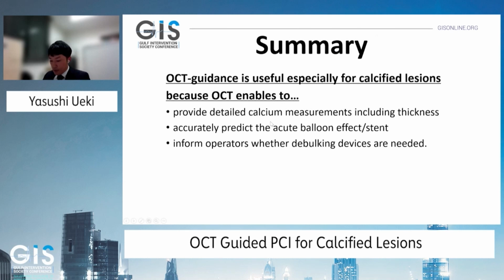So this is my final slide. In summary, OCT guidance is very useful, especially for calcified regions, because OCT enables detailed calcium measurements, including thickness, and accurately predicts the acute balloon effect such as stent expansion, and informs operators whether debulking devices are needed.